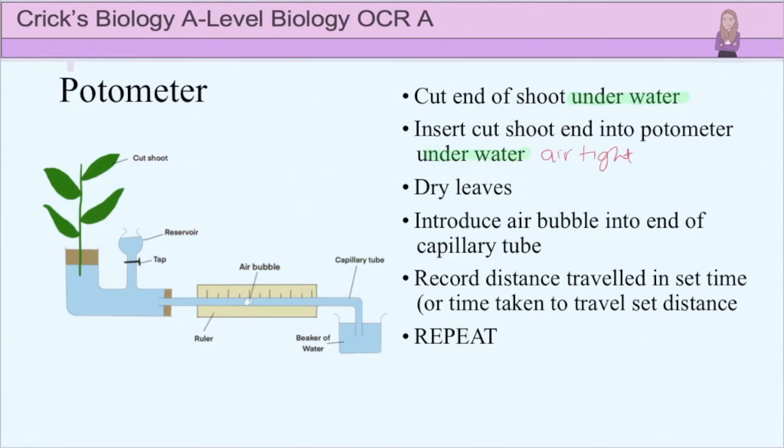You can then take the potometer out of the sink or bowl and dry the leaves to make sure that any evaporation of water is out of the stomata, not off the surface of the leaves. Introduce an air bubble into the end of the capillary tube as you use this to track the movement of water. Record the distance travelled in a set time. You can then use this to work out the volume of water lost by transpiration in a set time, and hence the rate of transpiration. Remember repeats, at least 3 results for each new environmental condition.